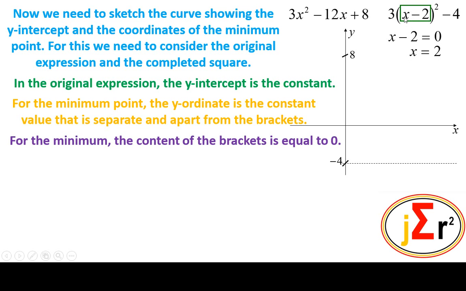Because the value of x that we need for the contents of the bracket to be 0 has to be 2. Your x value is 2. Your point of concern is (2, -4), which will turn out to be the minimum point on the curve. We have both coordinates there at the moment.